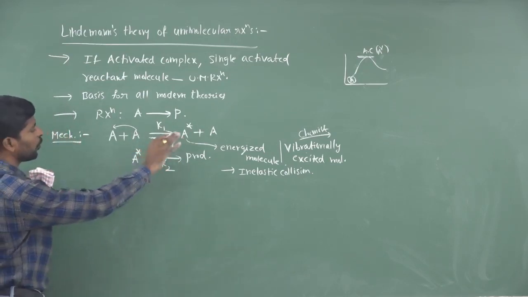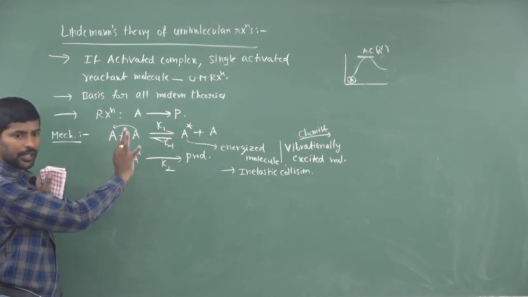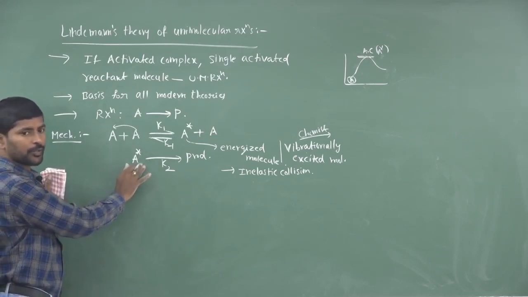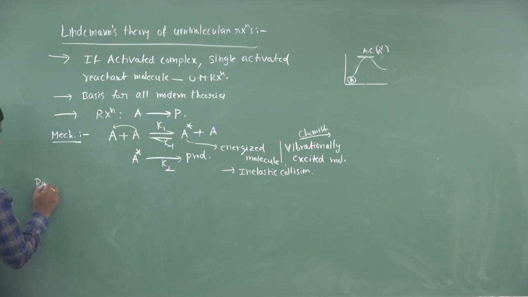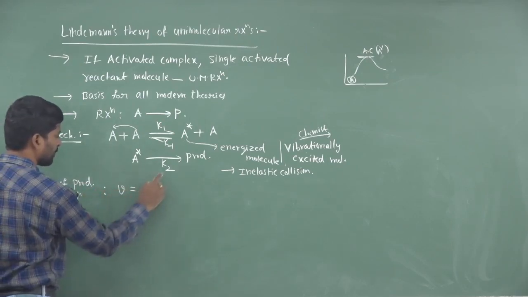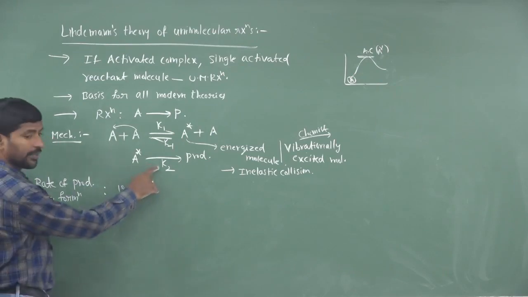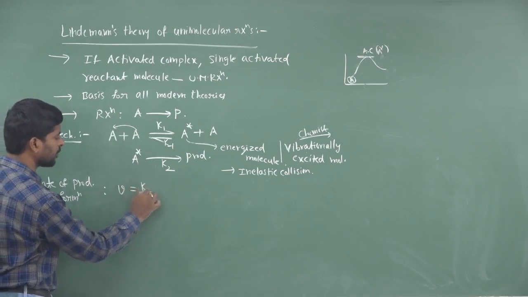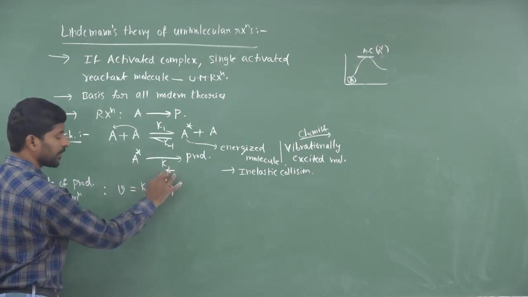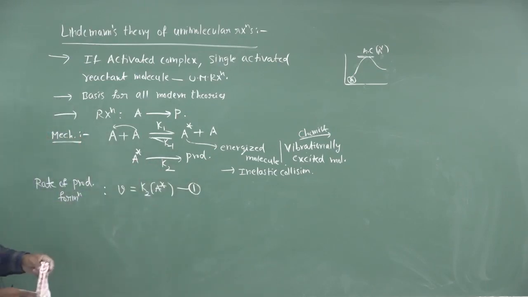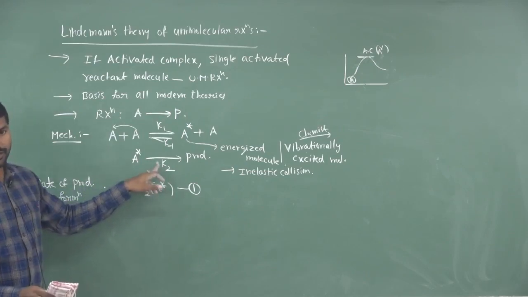Now we don't know the slow step or rate determining step. In such cases, generally we proceed with respect to the product formation step. So if you write the rate of product formation, V is equal to, in which step is product formation occurring? The second step. Rate of product formation is nothing but the second step rate. What is the second step rate? K2 into A star. Let us consider that as equation 1. Rate of product formation is the rate constant into the concentration of reactant.